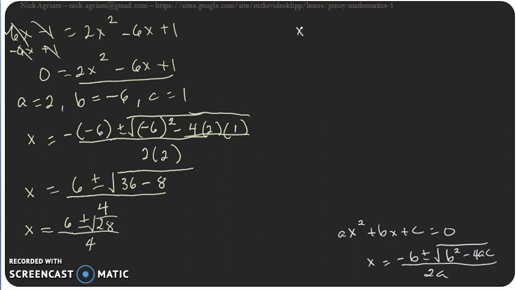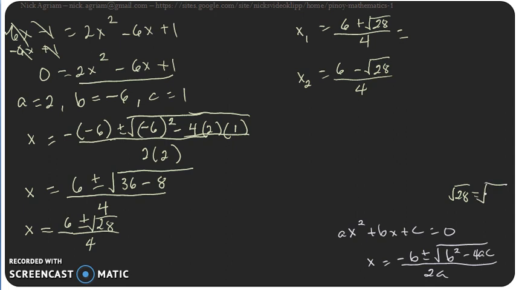Then we have our x sub 1 is equal to 6 plus square root of 28 divided by 4, and x sub 2 is equal to 6 minus square root of 28 divided by 4. If your teacher is very picky, then you need to simplify this. You know that square root of 28 is the same as square root of 7 times 4. That means 2 square root of 7.